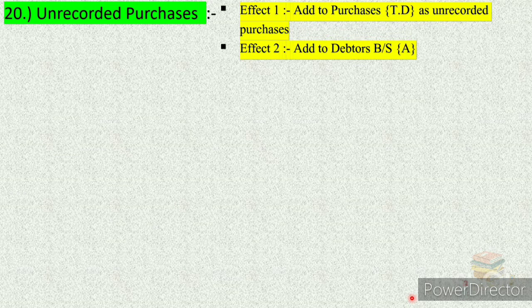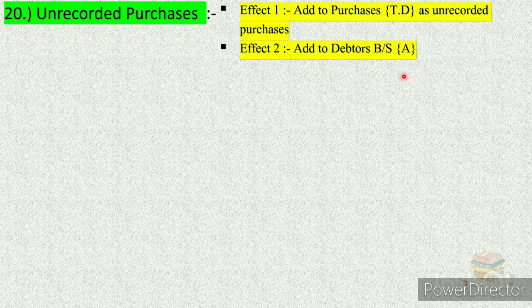Further moving on, 20th, unrecorded purchases. That is, you have purchased in the accounting year but it is not mentioned in any of the accounts, which is also known as unrecorded, not recorded. So two effects are: we add this to purchases in trading account as unrecorded purchases, and second effect is we add to creditors in balance sheet same as unrecorded purchases.